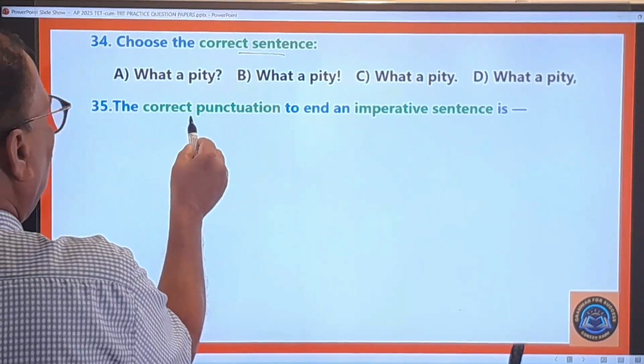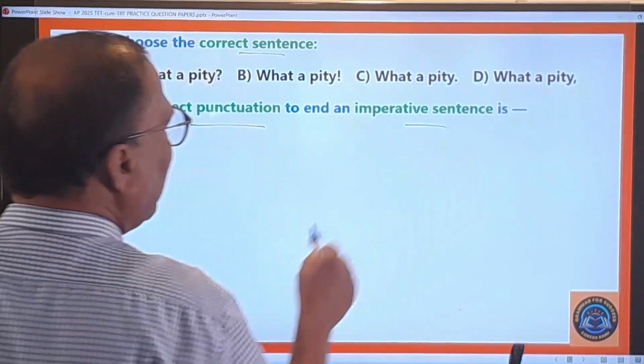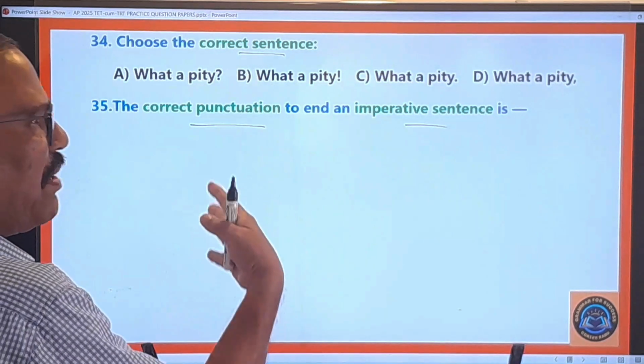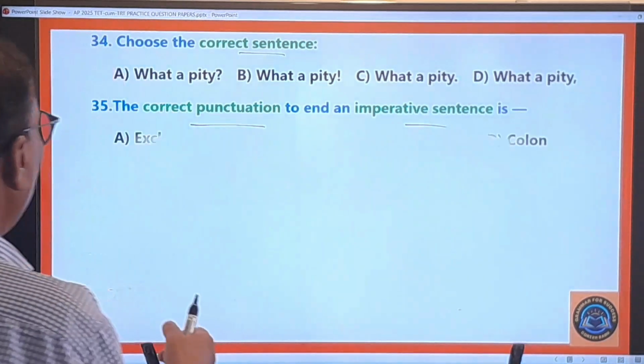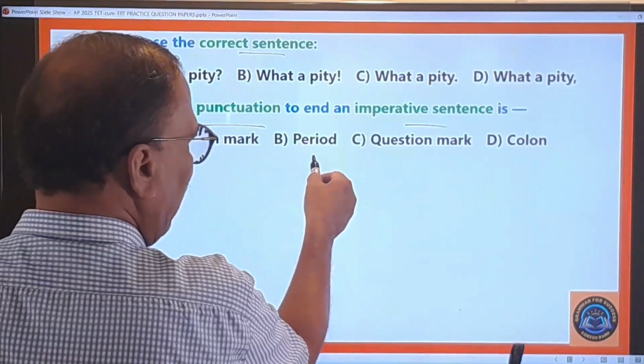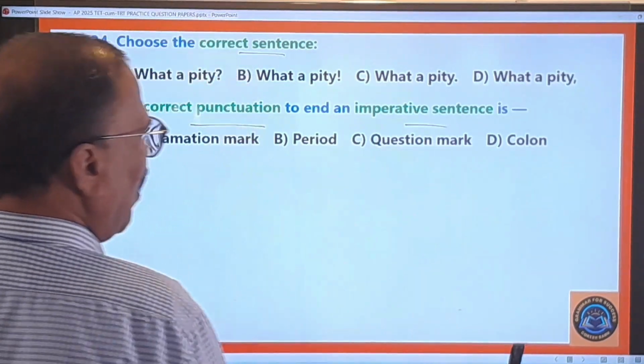35th question, the correct punctuation to end an imperative sentence. So at the end of an imperative sentence, what punctuation mark will you use? And here you pay attention: exclamation mark, period, period means full stop, question mark, colon.